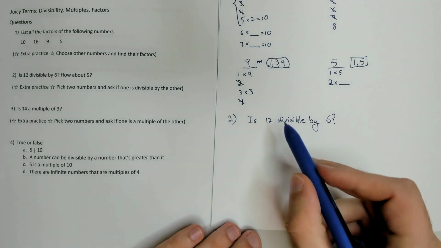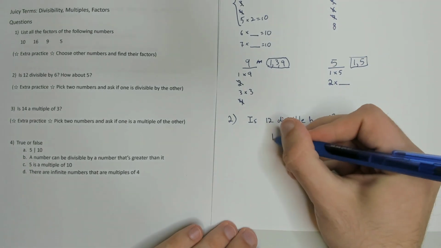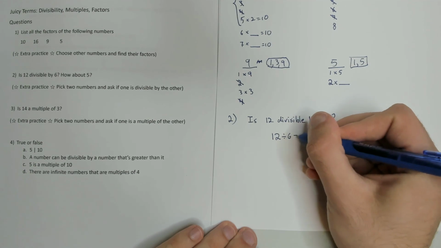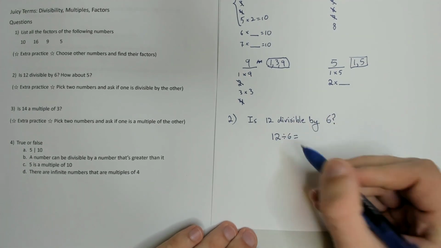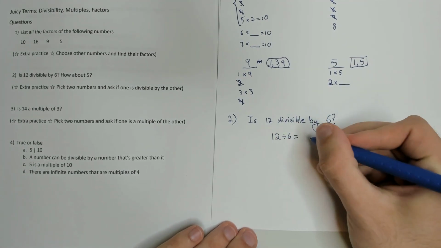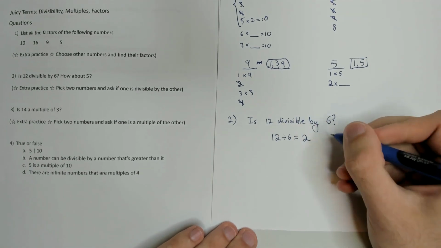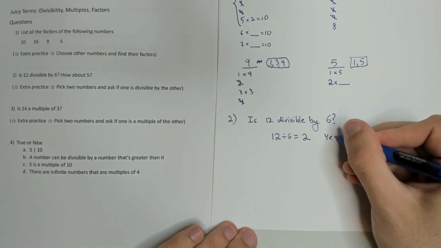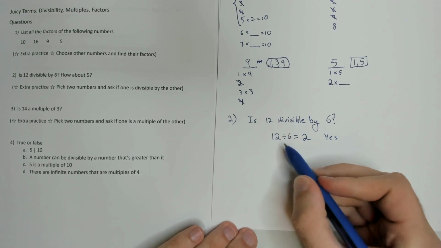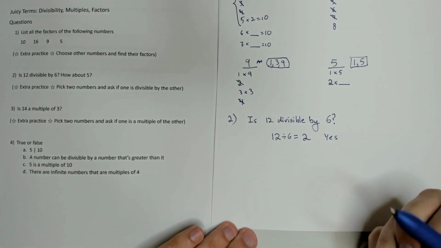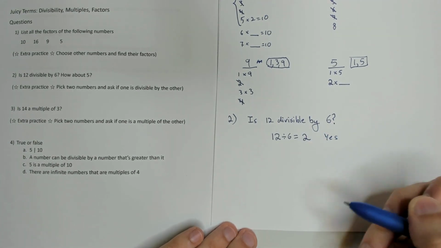Well, what does it mean to be divisible by something? It means if we do 12 divided by 6, we're going to get a whole number. Now, do we get a whole number? Well, it's 12 divided by 6. 6 goes into 12 2 times. So yeah, we do get a whole number. So yes, it is divisible by 6. Remember, divisibility was meant to capture a nice division problem where there's no decimal involved in the answer.